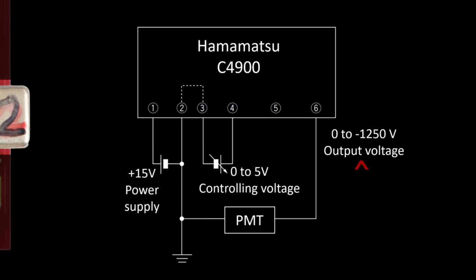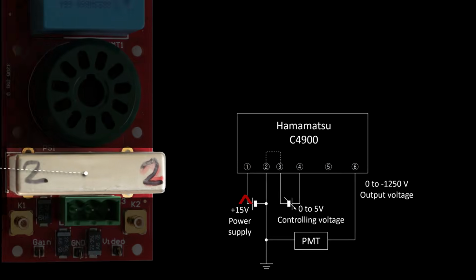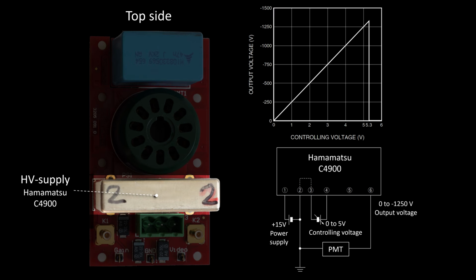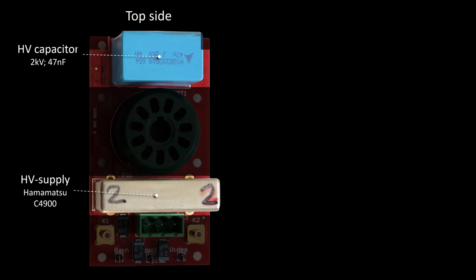And the high voltage level can be set by an external controlling voltage in the range between 0 and plus 5 volts. As you can see in the graph taken from the datasheet, the value of the high voltage output is linearly proportional to the controlling voltage, with minus 250 as a multiplication factor. And to stabilize the high voltage output of the supply, the PCB also contains a large high voltage capacitor of 47 nanofarads.